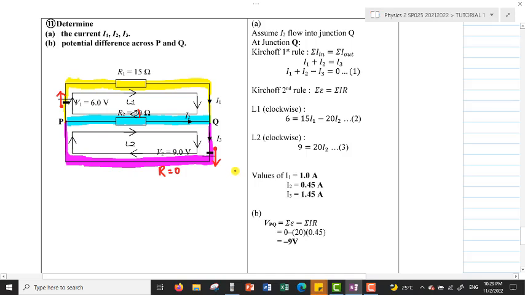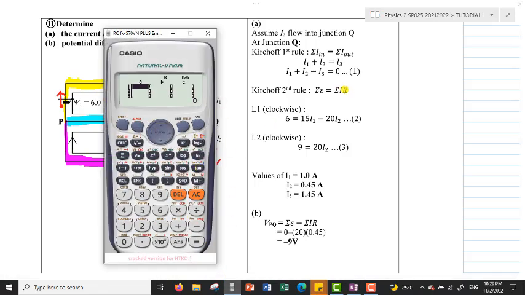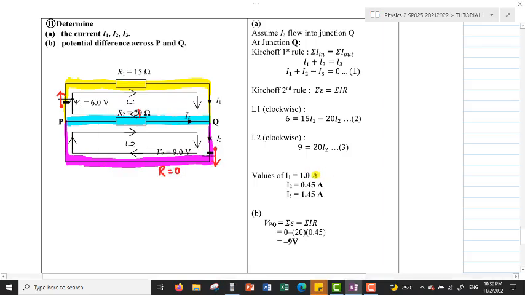Then you can take out your calculator using the mode equations, put in all the equations 1, 2 and 3, and you will get the values of current I1, I2 and I3. If you calculate correctly, you will get I1 will be 1 ampere, I2 will be 0.45 ampere, I3 will be 1.45 ampere. Okay, then question B, we want to find the potential difference across point P and Q.